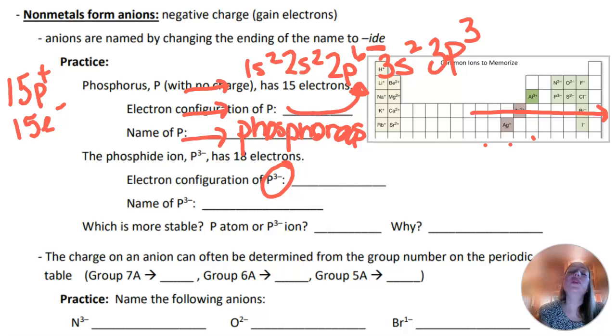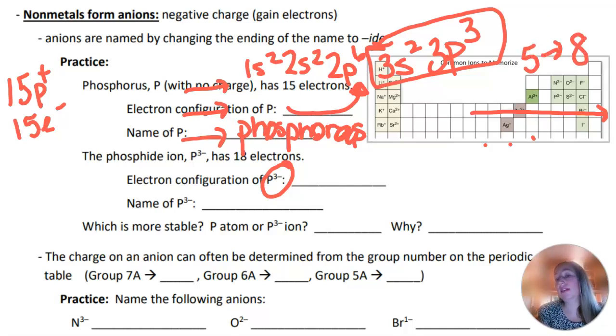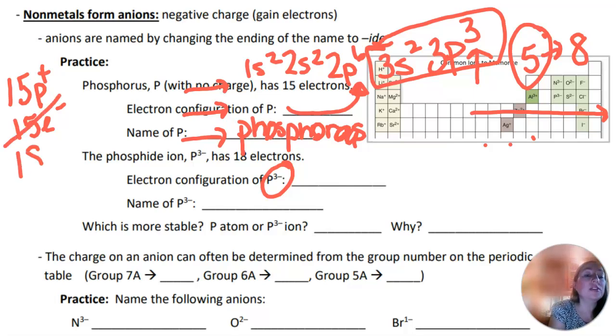Well, here's the deal. Phosphorus right now has 3s2, 3p3. It has 5 of its 8 valence electrons. If it's got 5, it only needs 3 more valence electrons to get to 8. It's going to be better for it to gain the 3 more electrons it needs to get to 8 than try to lose all 5 of these. So if it gains 3 electrons, it will have 18 electrons. That's what makes it 3 minus, because it has 3 more electrons than it does protons.